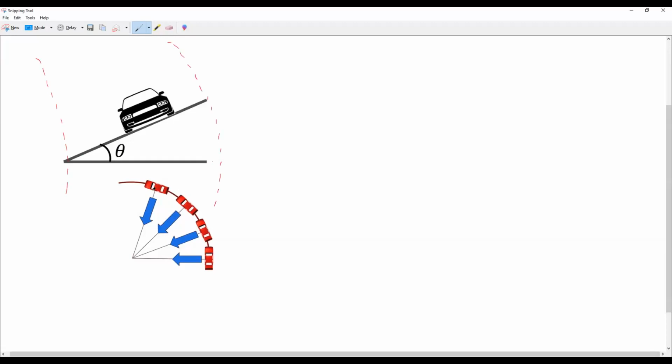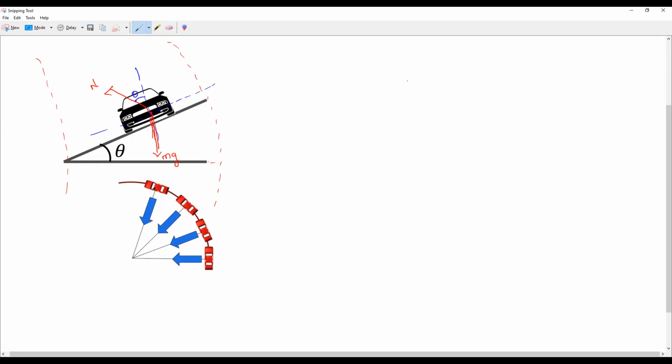As we all know, if you imagine this is a road, the weight of the body is acting in what direction? mg, downward direction, and the car's normal reaction N is in this direction. If I draw horizontal and vertical lines, all of you observe. So here is the theta.